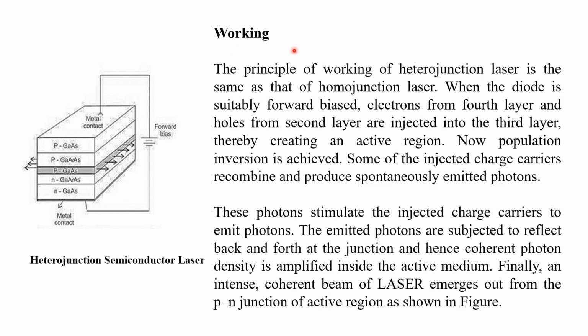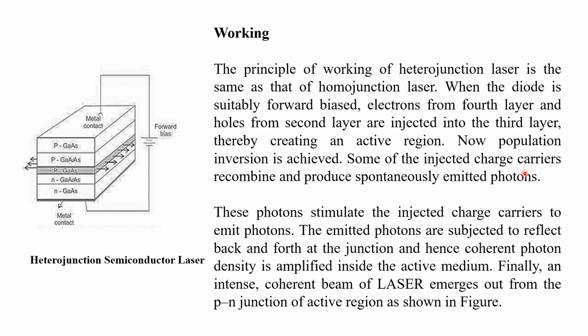The working principle of this heterojunction laser is almost the same as a homojunction. When the diode is forward biased, electrons from the fourth layer and holes from the second layer are injected into the third layer. The fourth and second layers are gallium aluminum arsenide, whereas the third layer, the active layer, is gallium arsenide, thereby creating an active region. Now the population inversion is achieved.